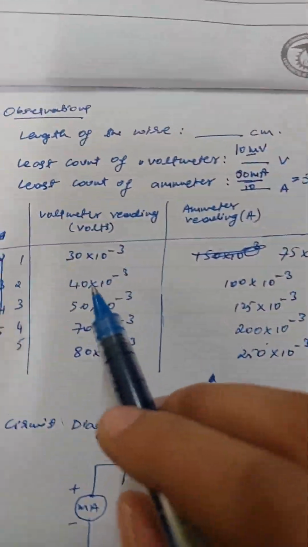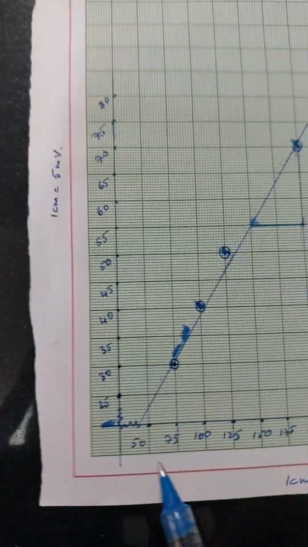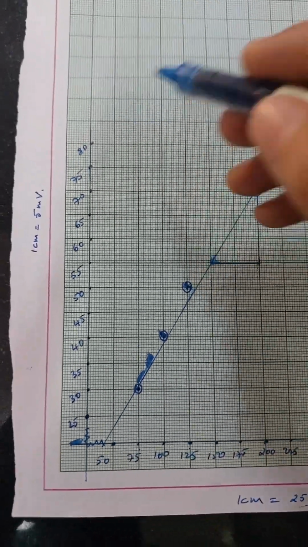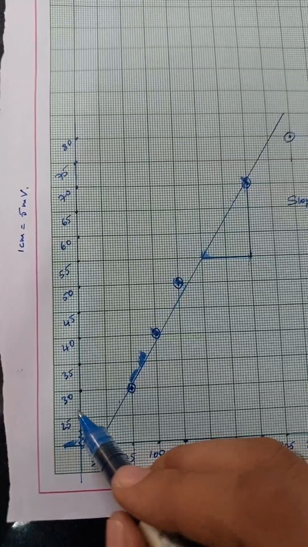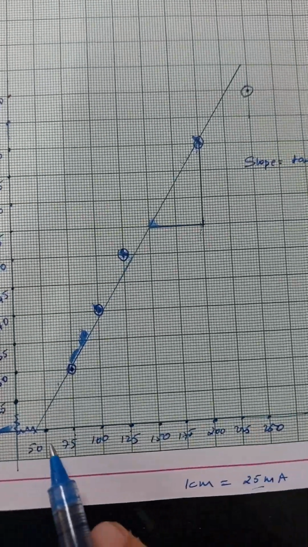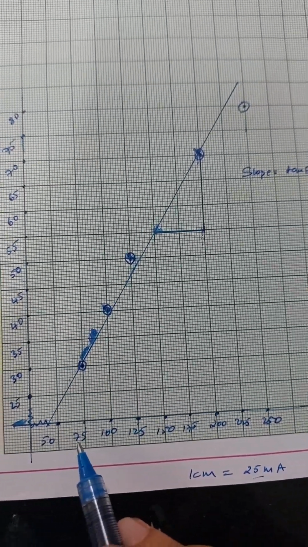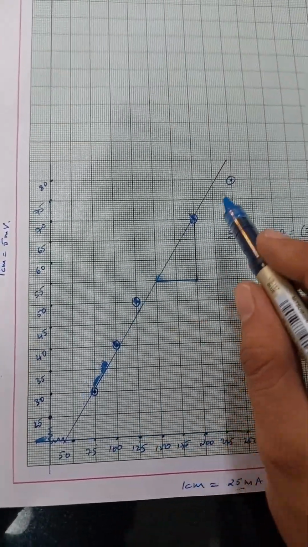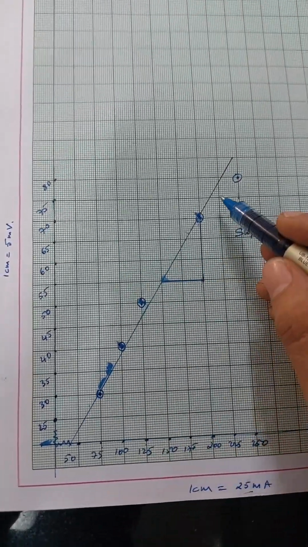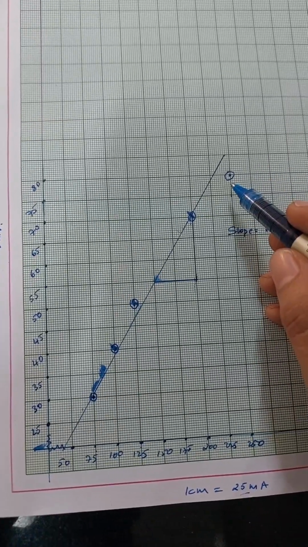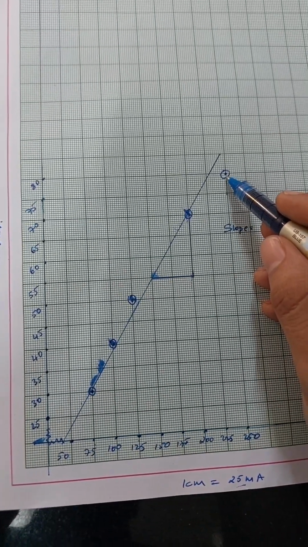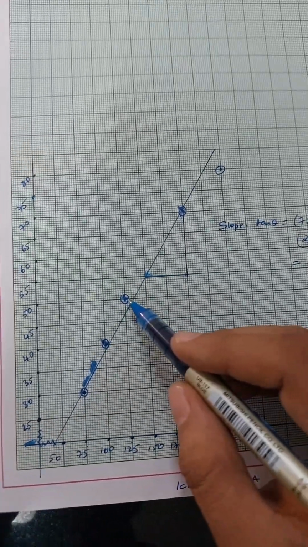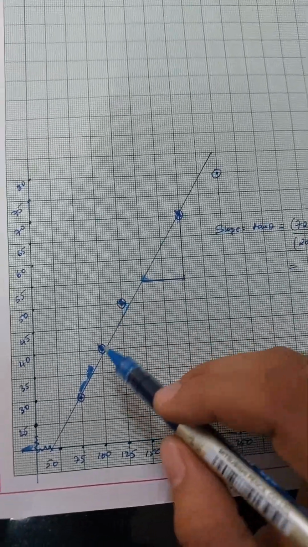My voltmeter reading starts from 30 and ends at 80. So I have started from 25, but could have started from 30 also, and I have ended at 80. So here 1 centimeter is 5 millivolts and here 1 centimeter is 25 milliamps. Now when I plotted, these are the points I got. The straight line should be a weighted average. For example, this point is outside the straight line and below it; to compensate for that, this point is above the straight line. That's how we should draw.